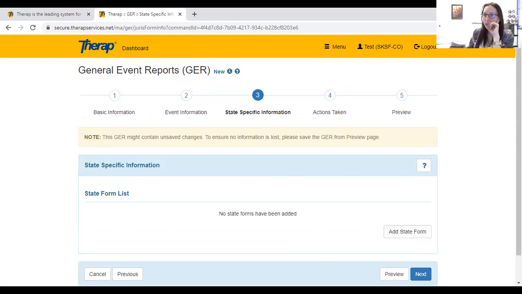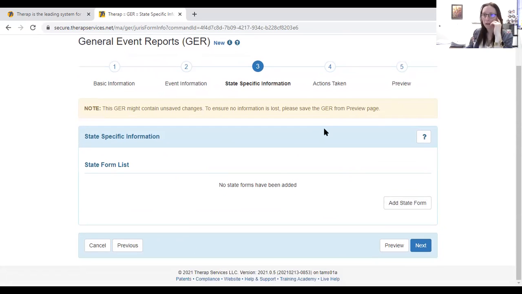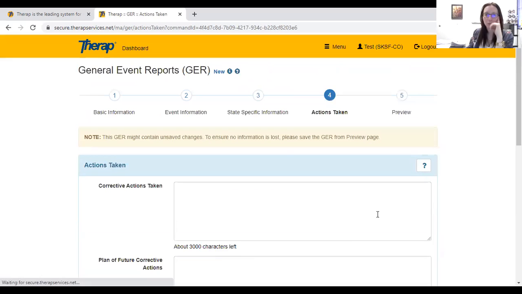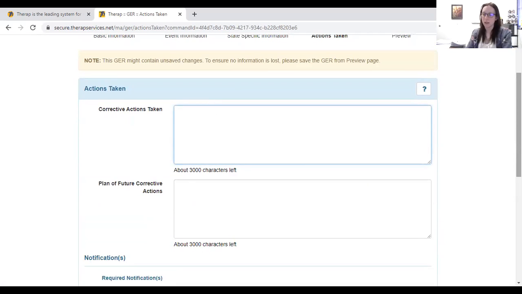So the CCBs fill out state forms, so we do not need to put one in. If you do, great, but we do not require it. So just push next. Corrective actions taken. Rendered simple first aid on the scene. And I realized that would not be enough. I took test to the ER immediately for treatment.